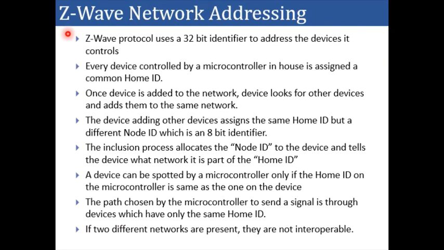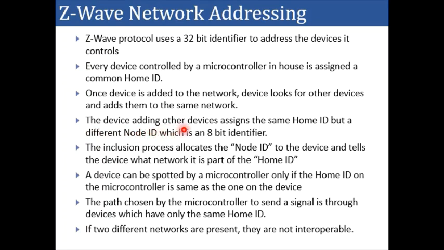Now let's see how the network addressing happens in case of Z-Wave. So Z-Wave protocol uses 32-bit identifier to address the devices it controls. Every device is controlled by a microcontroller and is assigned a common home ID. So one network having the Z-Wave devices will have one common home ID, which will define network where these devices are residing. Once the device is added to the network, device looks for other devices and add them to the same network. That means having the same home ID.